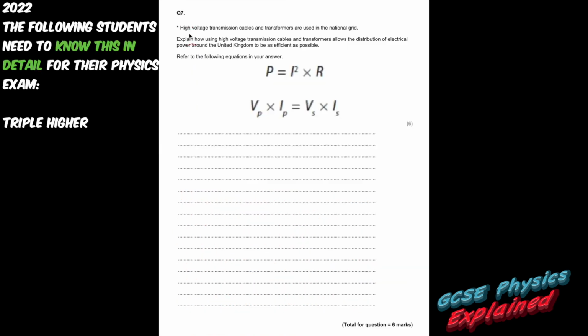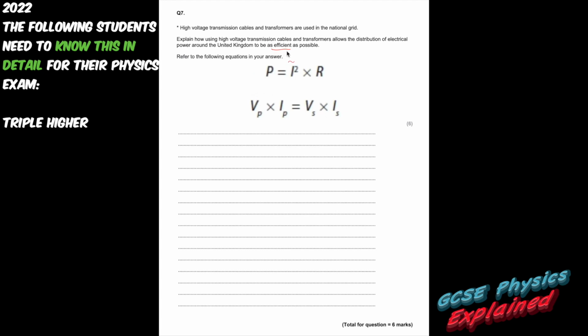Question 7. High voltage transmission cables and transformers are used in the national grid. Explain how using high voltage transmission cables and transformers allow the distribution of electrical power around the United Kingdom to be as efficient as possible. Refer to the following equations in your answer.